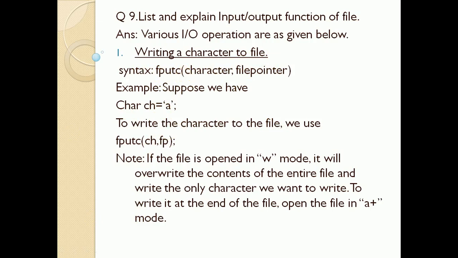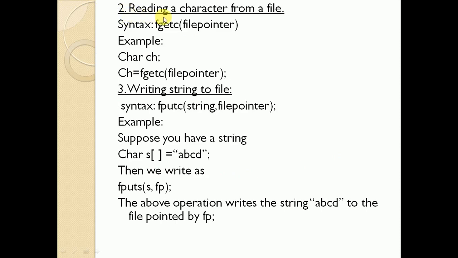The next function we see is reading a character from a file. For this the syntax is getc. In the parentheses we pass only one argument, that is the file pointer. What will this getc function do? It reads a character from your file. In the example, we have taken the data type char, and the variable is ch. Now ch is equal to getc. What will this getc do? It reads the character from the file which is being pointed to by this file pointer.